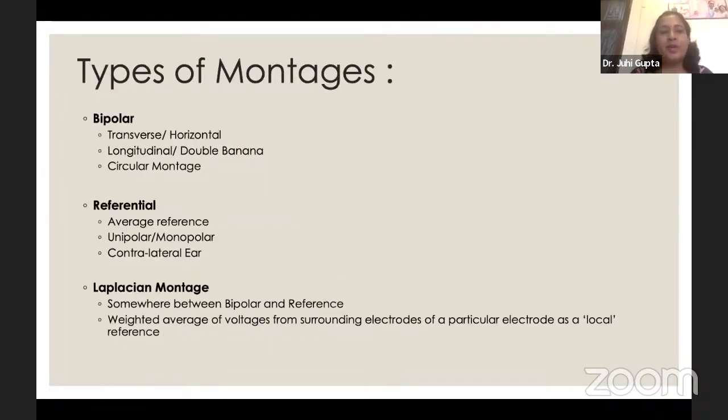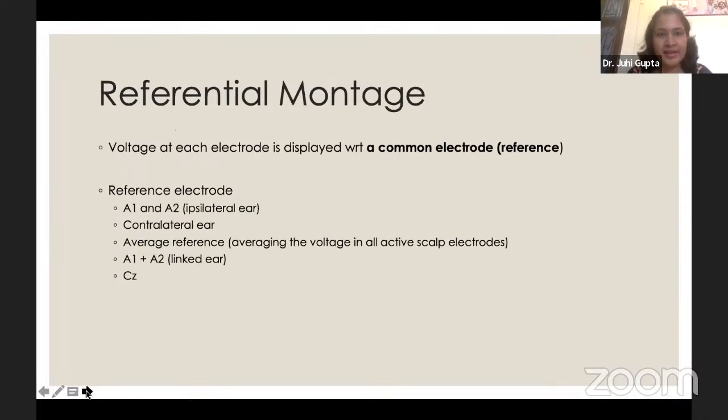So coming to the montages. Broadly, the montages are classified into bipolar and referential montages. Bipolar montages can be transverse, longitudinal, or circular. Referential montages are average reference, unipolar or monopolar, and contralateral ear. Laplacian montages are somewhere between the bipolar and reference, wherein you have the weighted average of voltages from surrounding electrodes of a particular electrode as a local reference. But broadly, I would recommend that you try to remember the bipolar and the reference montage. So let's try to understand these montages.